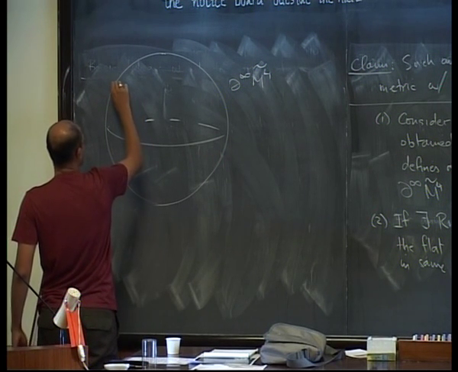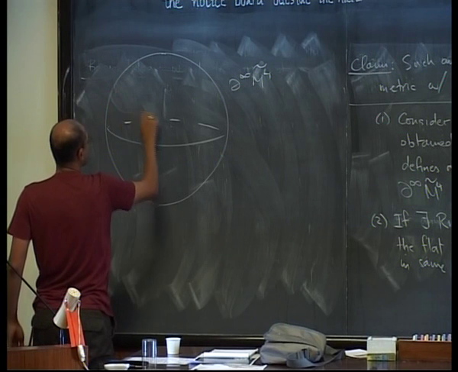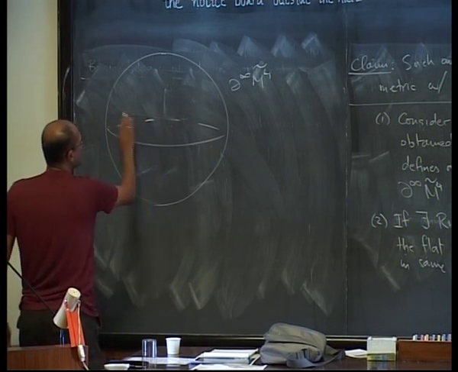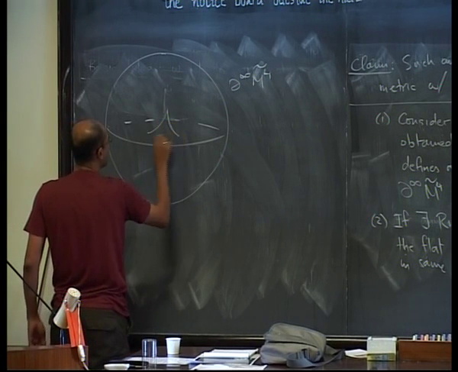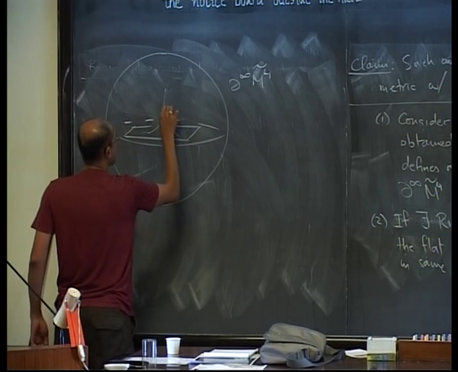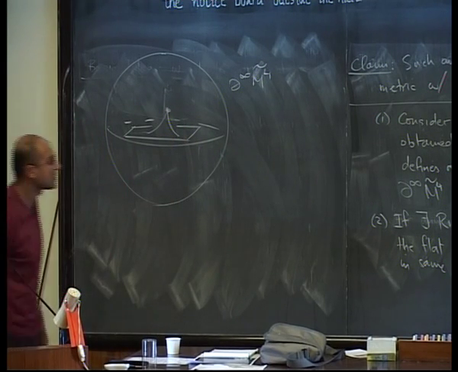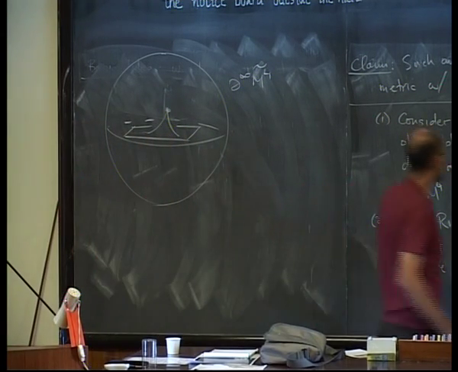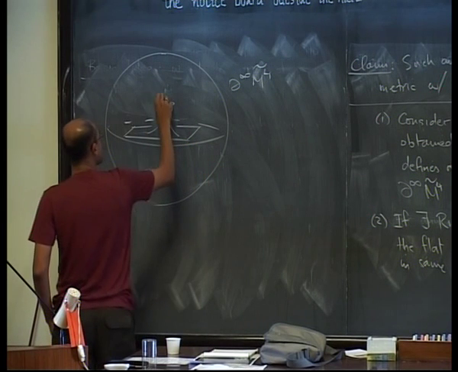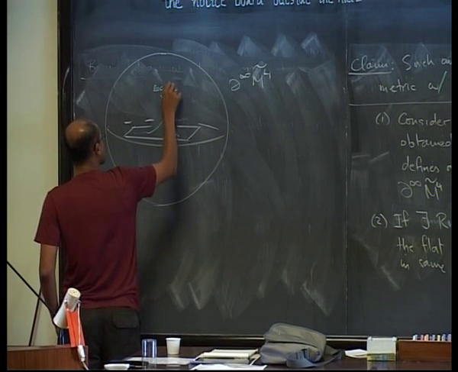Let me just draw the flat as being at the equator. And somewhere inside the flat, you've got this funny point where you've got locally a knot. So here, this is a point P. Here it's locally knotted.